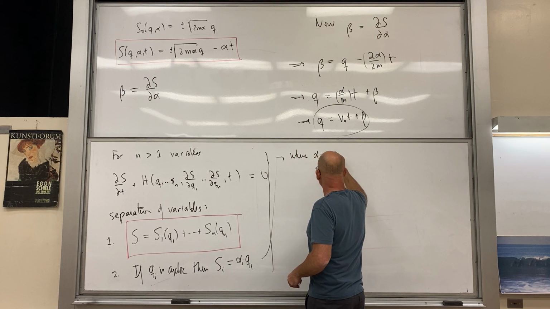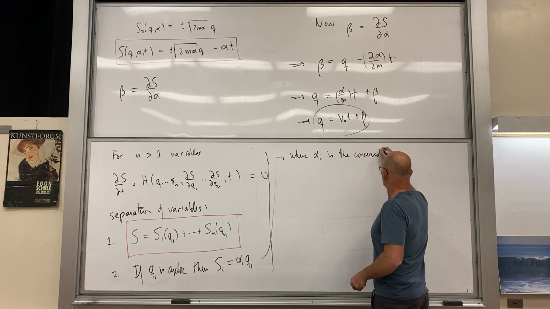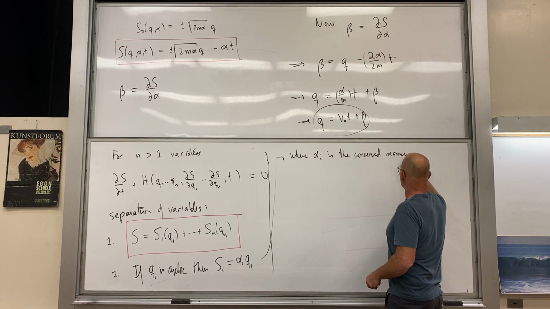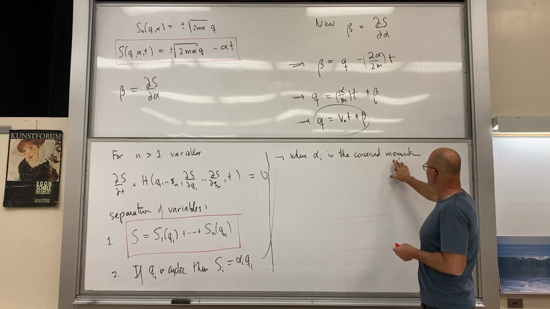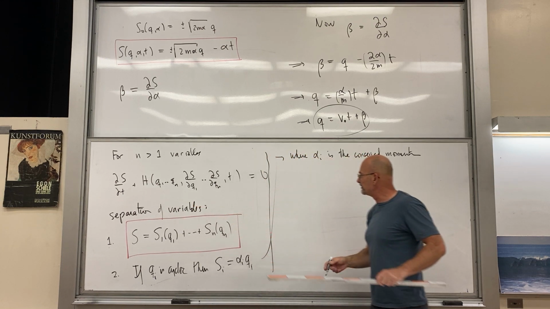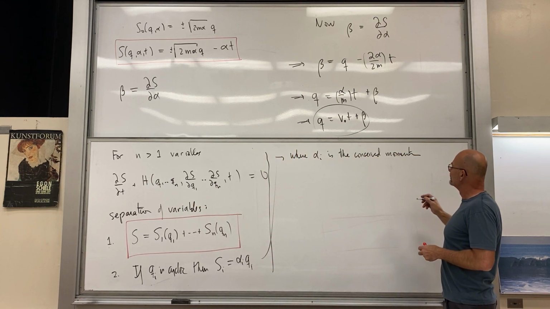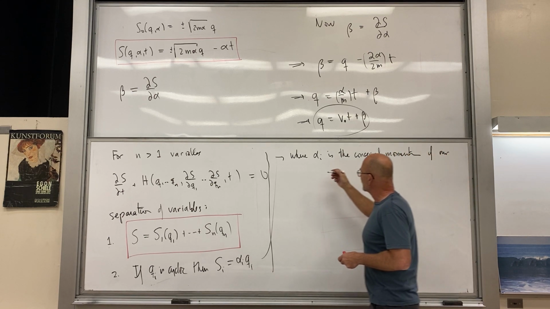Where alpha sub i is the conserved momentum. You can say it's the conserved old momentum, but it's also the new momentum. Okay, it's conserved momentum from our Hamiltonian system.